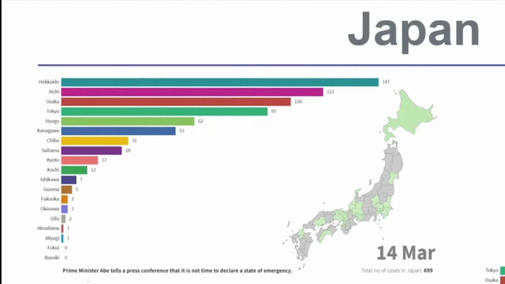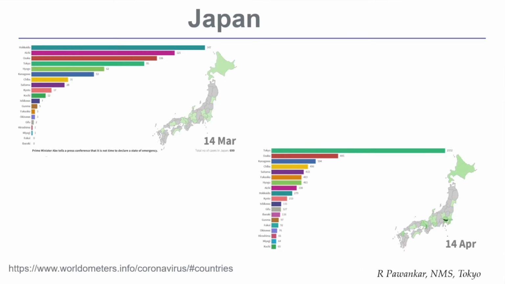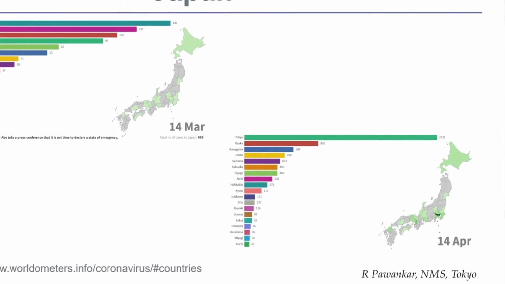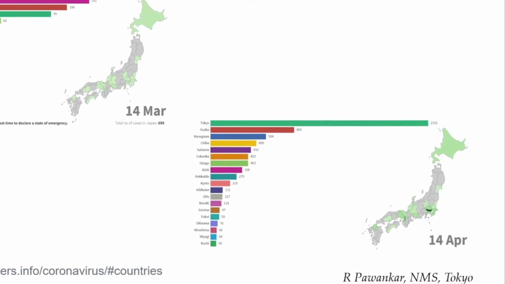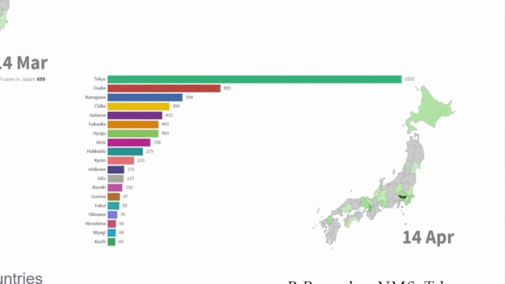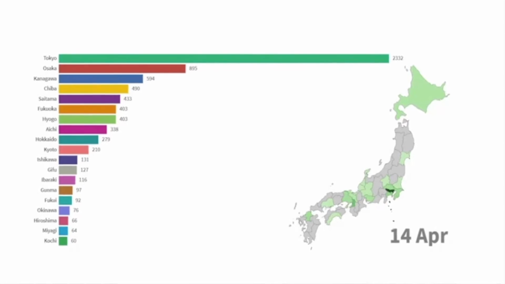If you look at the upper left, it's the situation or the cases on 14th March. And the lower right is the situation on 14th of April. So as you can see here, on 14th March, we had these number of cases in Tokyo, for example, and the maximum cases were mainly in Hokkaido. But as you see on 14th April, there's a marked increase in the number of cases in Tokyo and in other places. So the peaking is towards a much larger number.